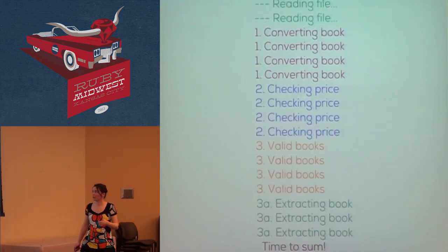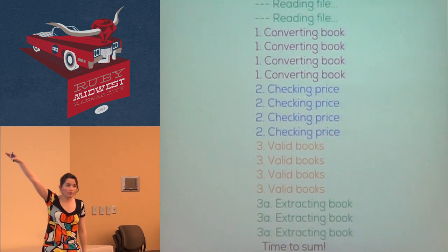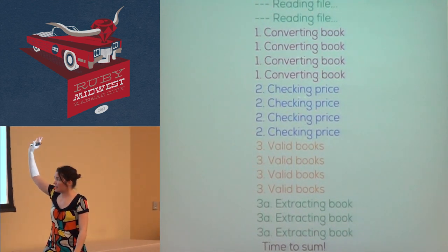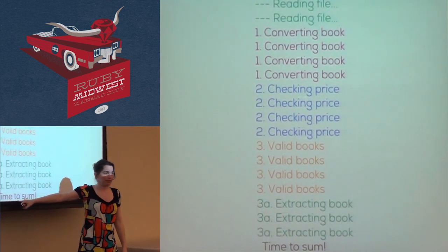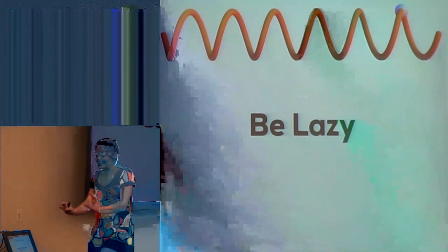Great. Here's what we get from that. Sure enough, we read in all the files, convert all the books, check all their prices, take the valid ones, extract them, and finally, it's time to sum. That's not going to fly with giant data. So what we want to do is be lazy.